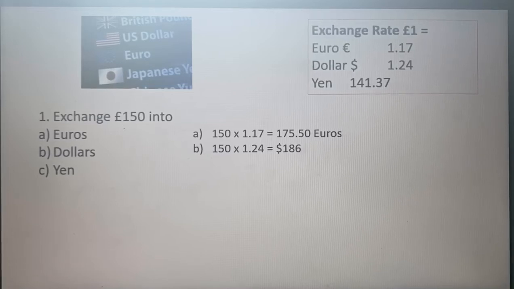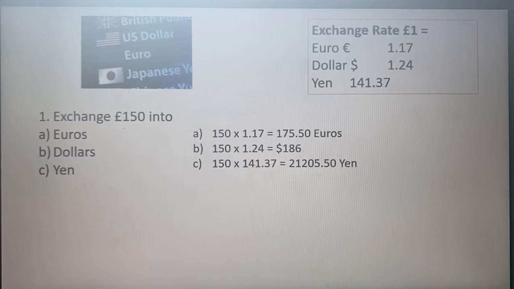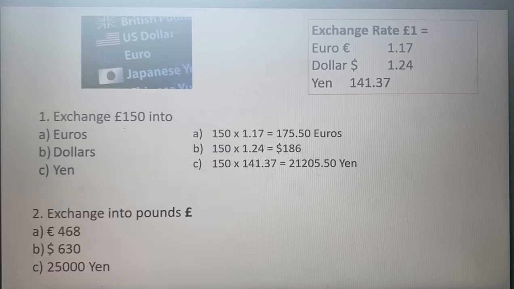And for yen, we're going to use the yen exchange rate. So every pound gets you 141.37 yen. So multiplying by that gives us 21,205.50 yen. To exchange back into pounds, we're using the same exchange rate table.